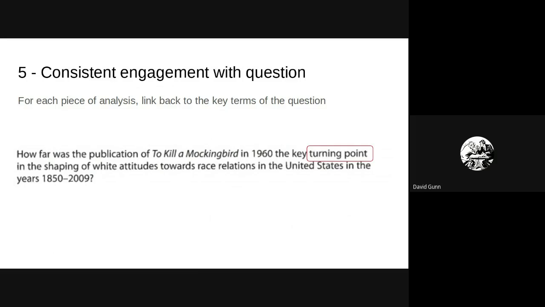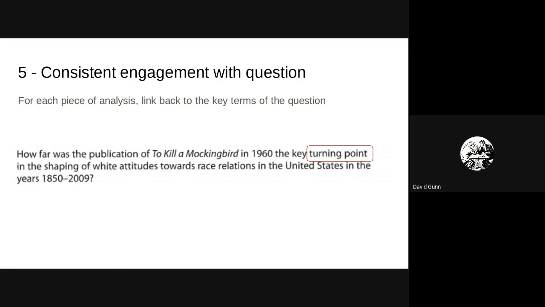To what extent was To Kill a Mockingbird the key turning point? So you're going to be weighing up To Kill a Mockingbird against other turning points. You're going to have to engage with what a turning point means. It could be something that's irreversible, something that brings about widespread change, or something that's unprecedented. These kinds of ideas are what you use to assess a turning point.